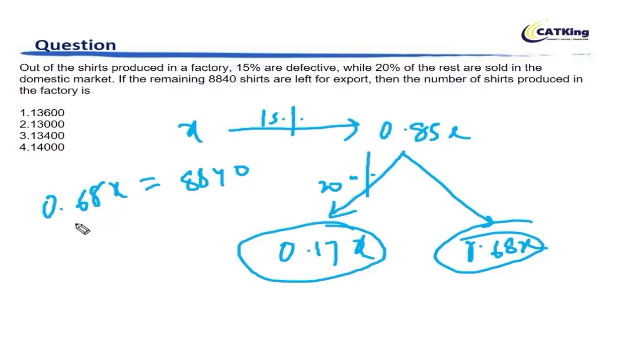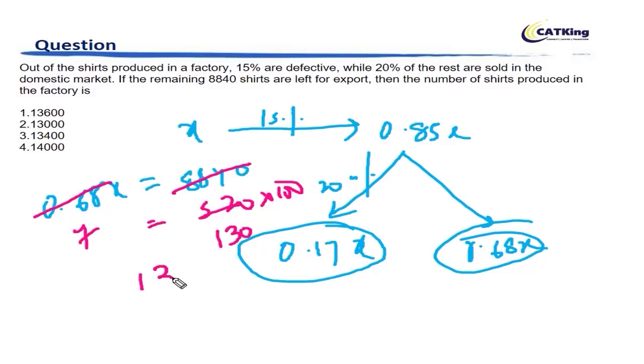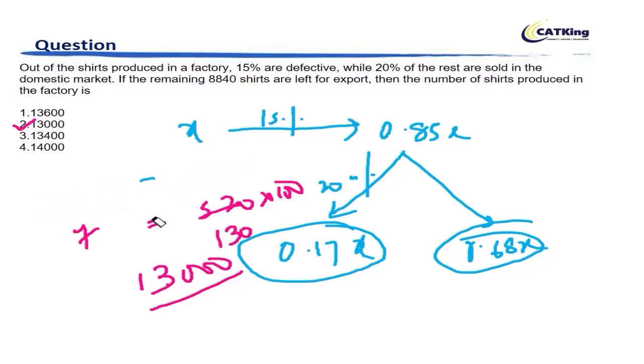Now let's see what the answer comes out to be. 17 times 5 is 85, 2 times, so this becomes 520, and this becomes 4 times, and 100 is multiplied if you take the decimals out. Now this is 130. So this is 13,000. That's your answer. I hope this is clear to you. The answer is 13,000.